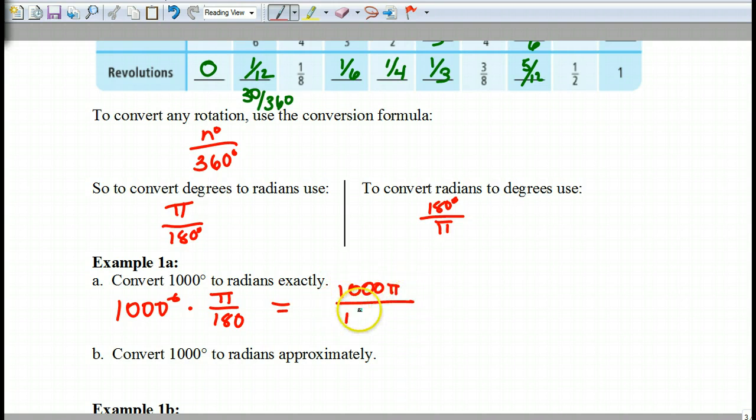Yep, 1,000 pi over 180. And already I can just get rid of one of the zeros by dividing them both by 10, right? So I have 100 pi over 18. How else can I reduce this? Divided by 2, so then I have 50 pi over 9. And that's my final answer.